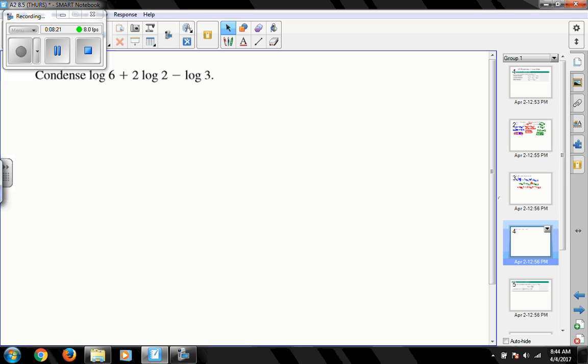Now we're going the other way with that. We're going to condense these into one expression. So the easiest thing we can do is take this 2 and move it back up here. It goes the other way. You can pull it down in front or bring it up top there. So you get log of 6.